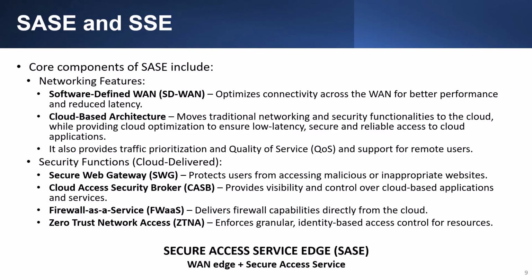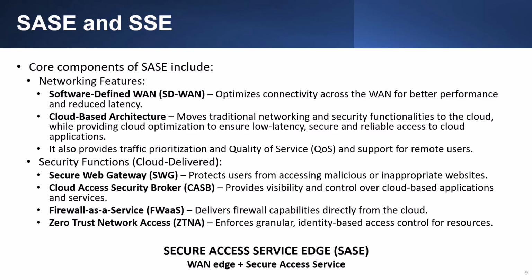Core components of SASE include networking features such as software-defined WAN, or SD-WAN, which optimizes connectivity across the WAN for better performance and reduced latency. Cloud-based architecture, which moves traditional networking and security functionalities to the cloud while providing cloud optimization to ensure low latency, secure, and reliable access to cloud applications. It also provides traffic prioritization and quality of service, or QoS, and support for remote users.